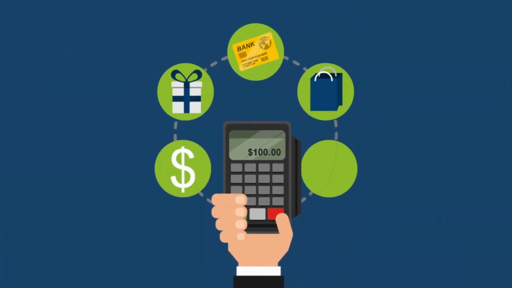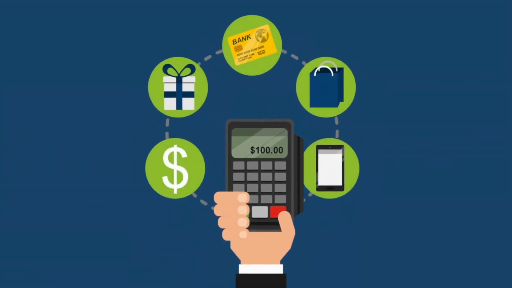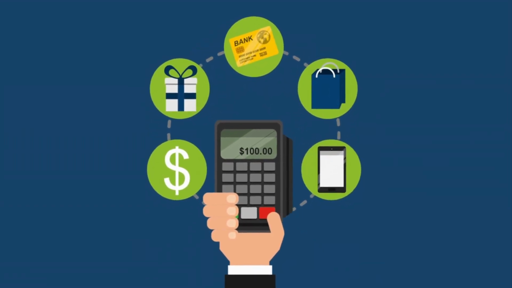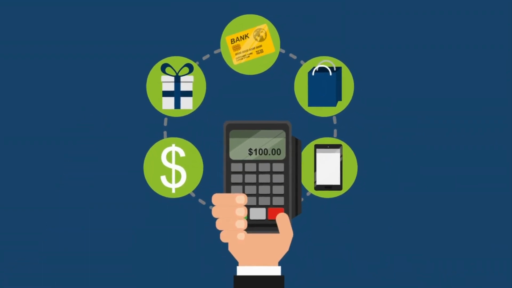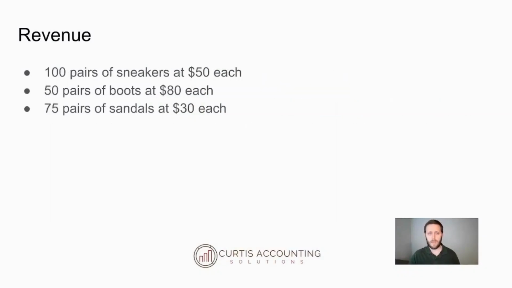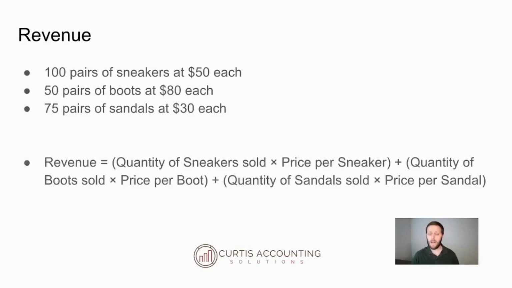Calculating revenue for an e-commerce business involves summing up all the income generated from sales within a specific period and then subtracting out those returns, discounts, and allowances. So here we are with our example. Over the course of a month, you sold 100 pairs of sneakers at $50, 50 pairs of boots at $80 each, and 75 pairs of sandals at $30 each. To calculate that each month, you just need to do the following calculation.